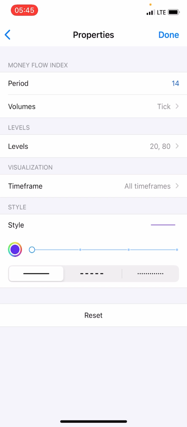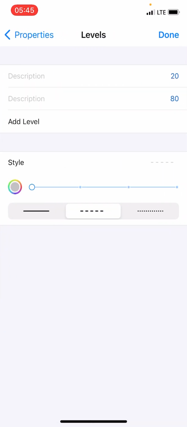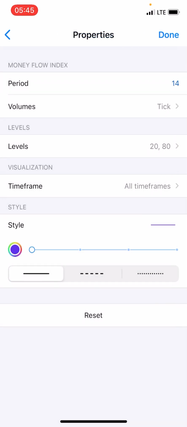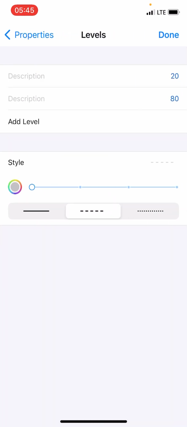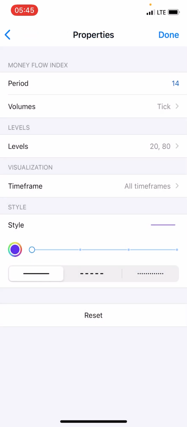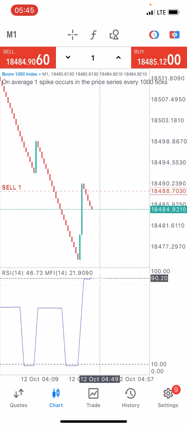So for those of you, I don't know if I showed you the levels. There are levels on the MFI. The levels here are 20 and 80, and you can use any color. Okay, so this is how it works. We have been able to achieve 1, 2, 3, 4, 5 candlesticks, I guess, and that's how the market flows.